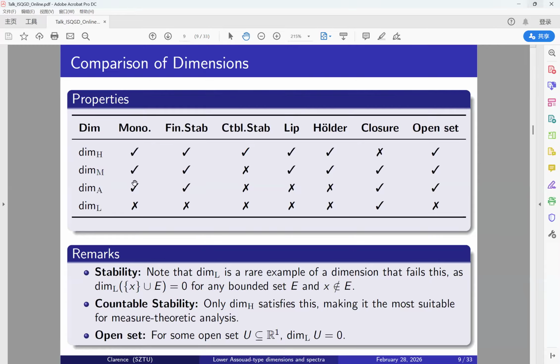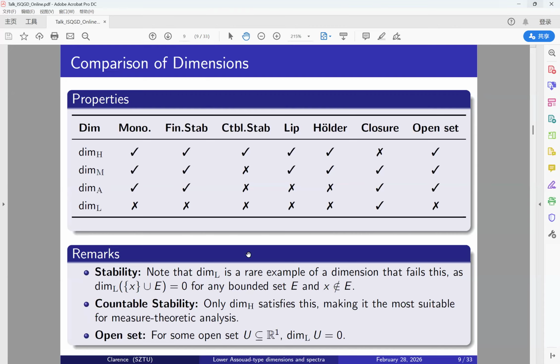However, compared to the Hausdorff dimension, the Minkowski dimension fails in countable stability but fits in the closure property. As for the Assouad dimension, it satisfies monotonicity, finite stability, closure, and the open set property. However, compared to the Assouad dimension above, the lower dimension only satisfies the closure property. It also fails monotonicity.